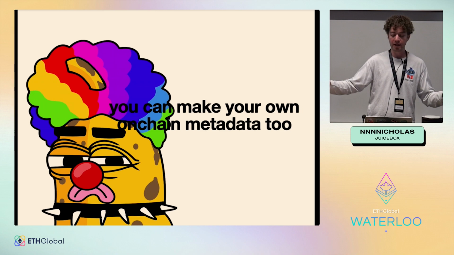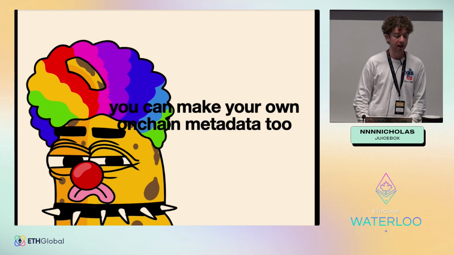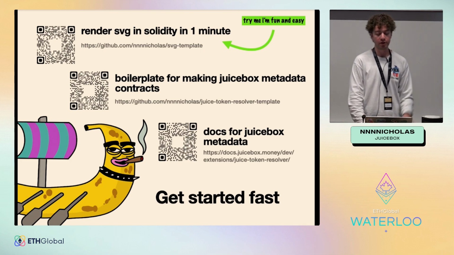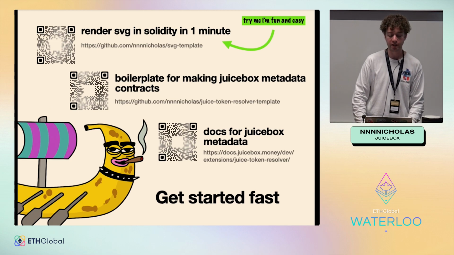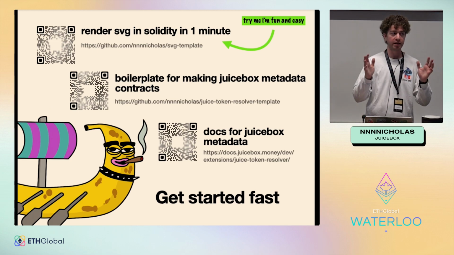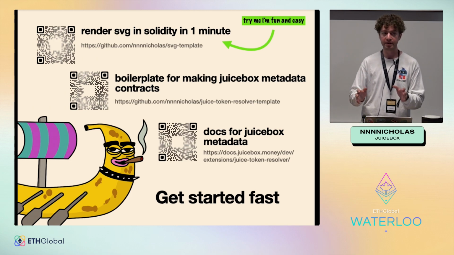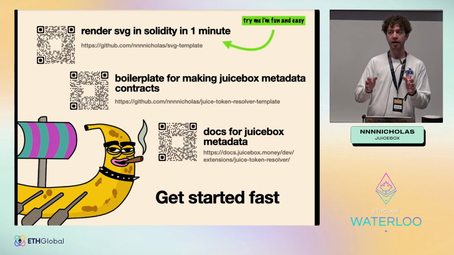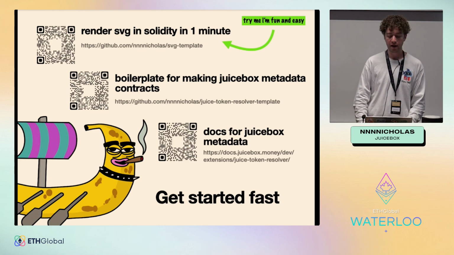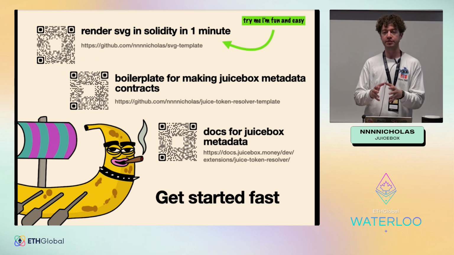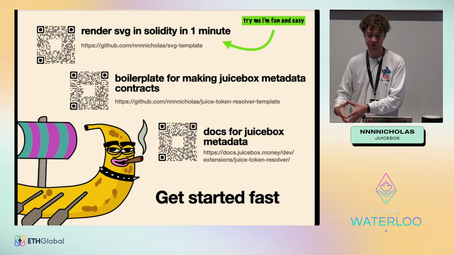So you can make your own metadata too, and I thought it would be nice if I provided something to get you started so you don't just have my project as an example. Here are a few links. The first one I think is the most interesting one. It's essentially a Forge Solidity repo where if you download it, install the dependencies by calling forge install and yarn install, with the instructions in the README, and then hit forge test --ffi, you'll immediately have an SVG rendered from Solidity in your browser.